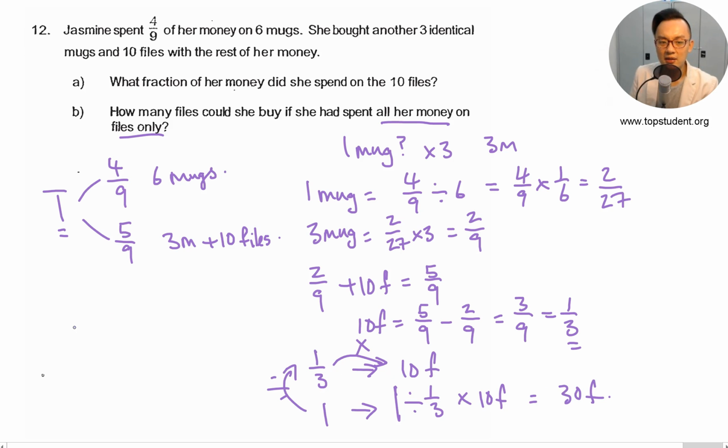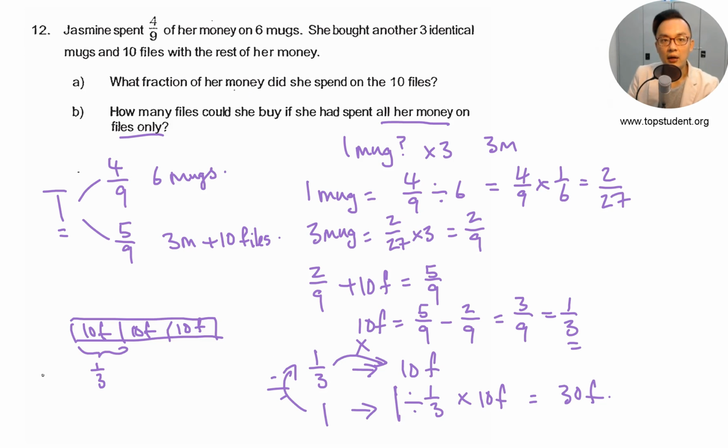You can also think of it as, if you draw the model, this is 10 bowls, 10 bowls, 10 bowls. So this is 1/3. So therefore 1 whole is 30 bowls. Okay, you can do the math way or you can do the model way, both is fine.